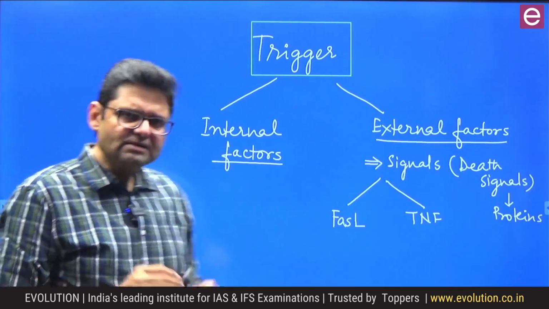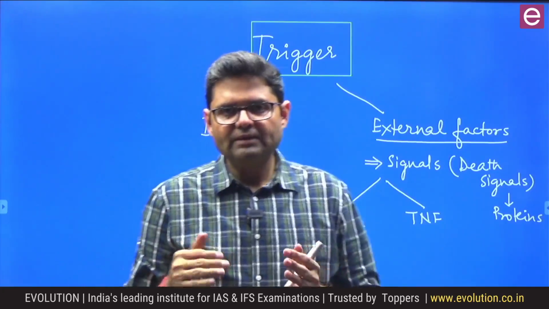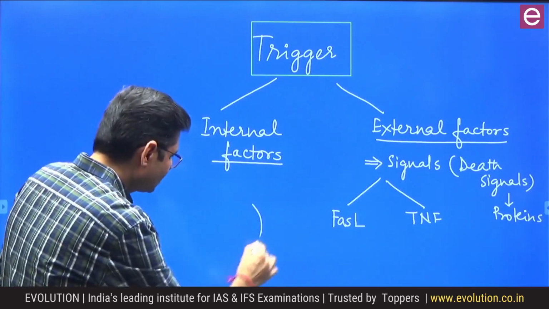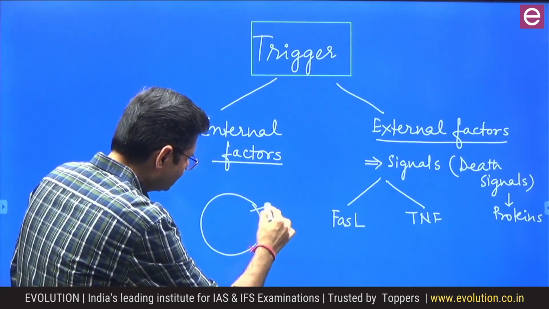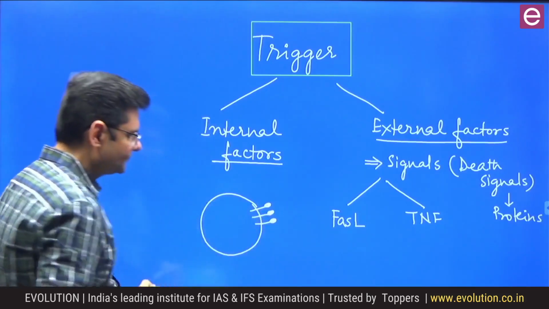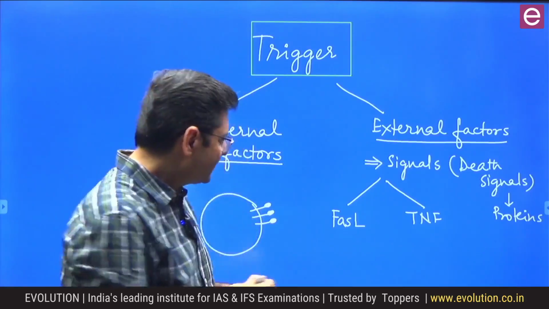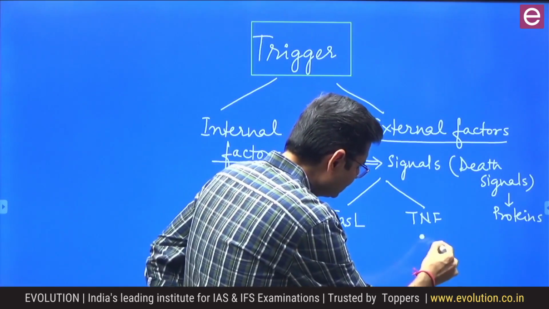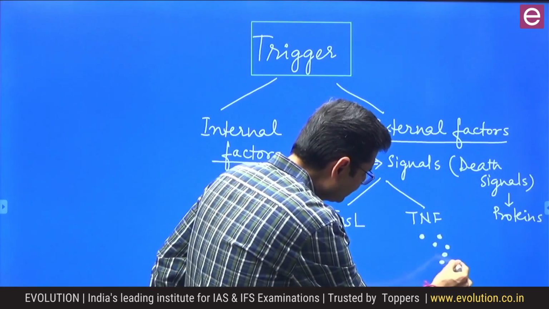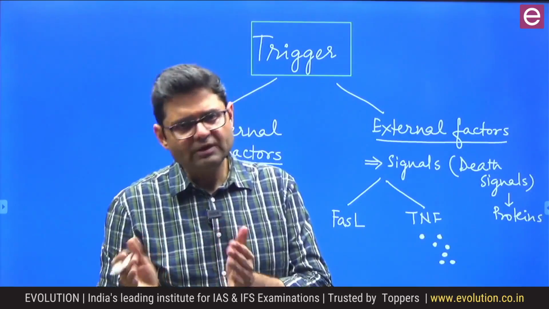FAS-L is a signaling agent that is present in the plasma membrane of a signaling cell, and it will go and bind with the target cell. On the other hand, tumor necrosis factor is a soluble protein. It will float in the tissue fluid, find the target cell, and bind the receptor of the target cell.